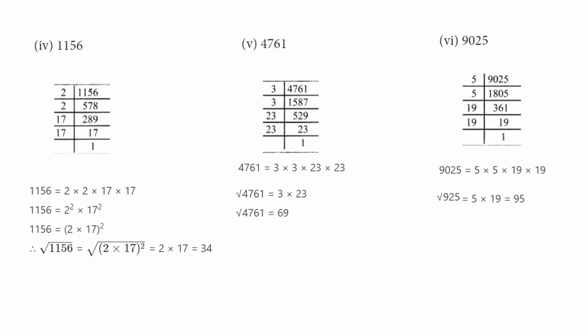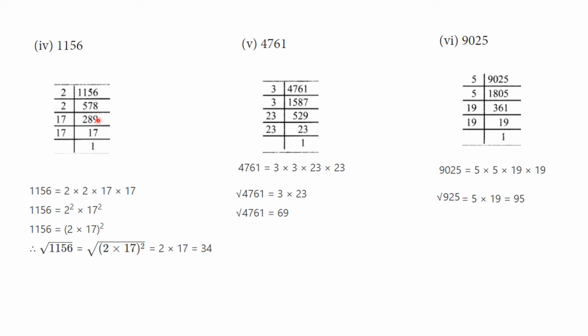Next, the fourth one, 1156. The last digit is even, so you divide with 2. First take 11: 2 fives are 10, remaining 15, 7 twos are 14, remaining 1 and 16, so 8 twos are 16. Next 578, divide with 2: 2 twos are 4, and next 17, 8 twos are 16. Next 18, 9 twos are 18.